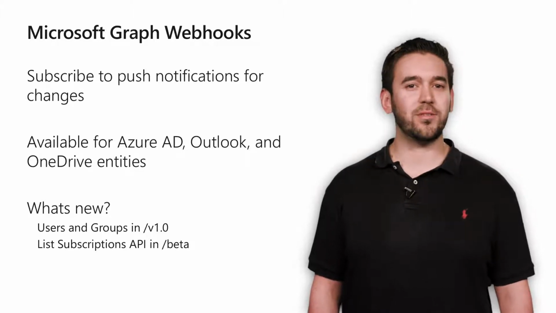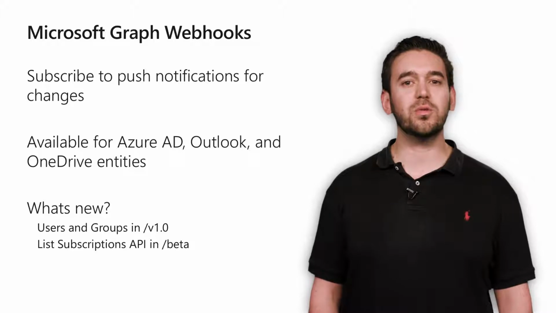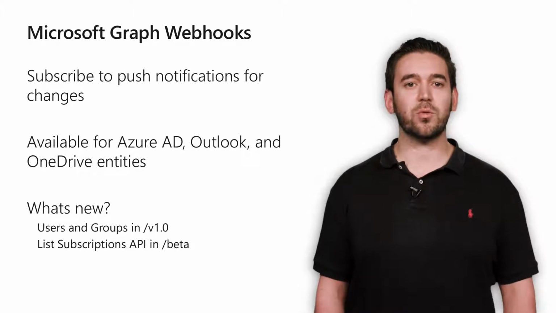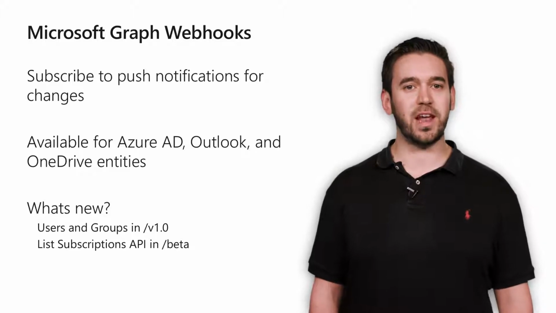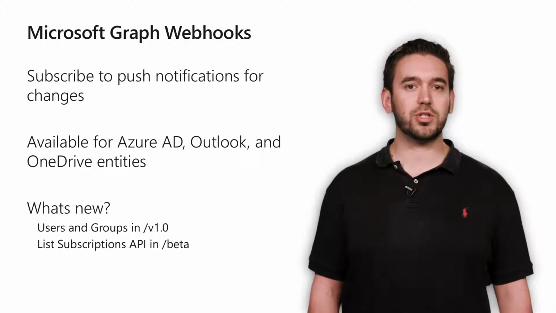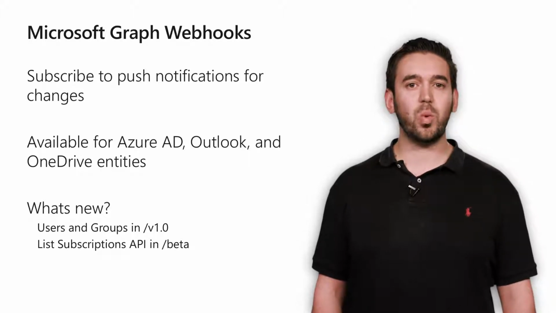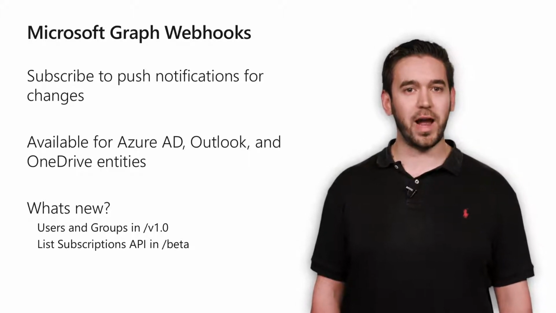I'm very excited to announce that webhook subscriptions for Azure AD users and groups are now available in the Microsoft Graph v1 endpoint, meaning that they're ready for use in production applications today. Another cool addition to webhooks is the new List Subscription API, which allows developers to see what webhook subscriptions have been created by their apps.